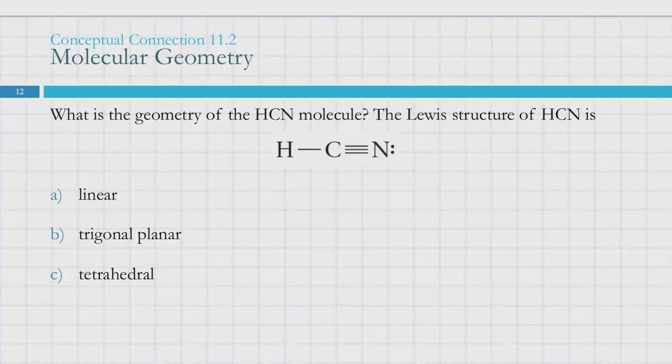What is the geometry of this HCN molecule, given that the Lewis structure is this? This one's also linear. 2 groups is linear.